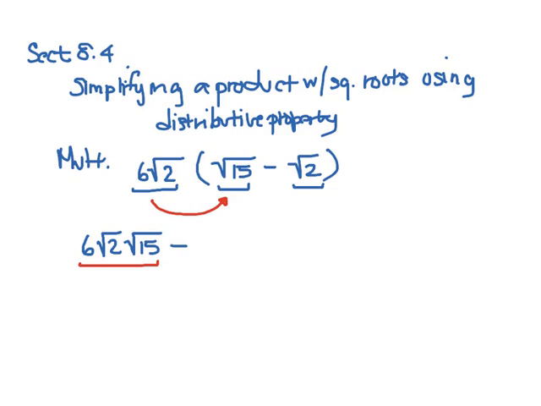and now I have the 6 times the square root of 2 times the square root of 2. Right? So let's keep track of this. I have 6 times the square root of 2 times the square root of 2. And that's the second distribution that I've done. Okay, so let's go ahead and work with each of these.